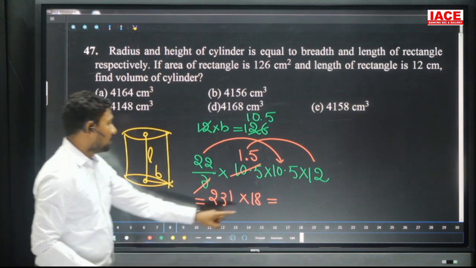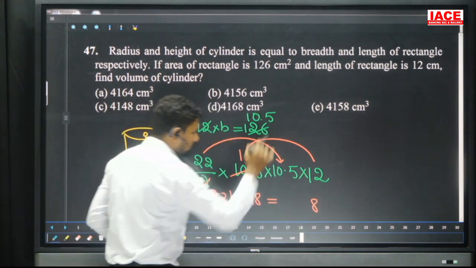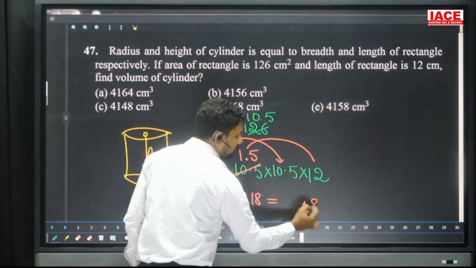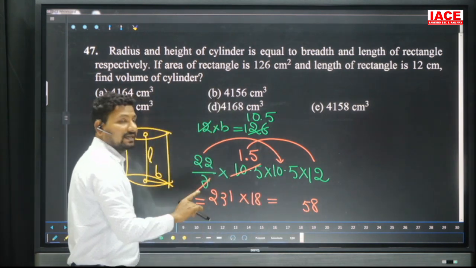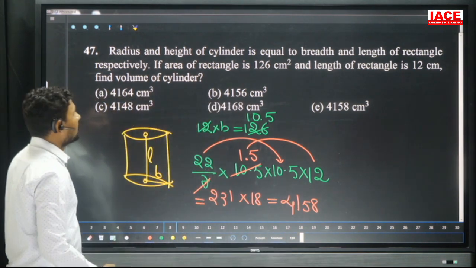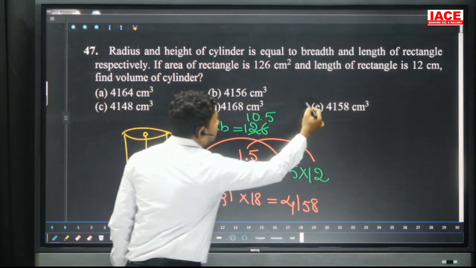18 now. So look at 18 ones are 18, carry forward is 1, 18 threes are 54, 54 plus 1 is 55, 5 carry forward is 5, 18 twos are 36, 36 plus 5 is 41. Final answer is 4158. Our option is what here? E.